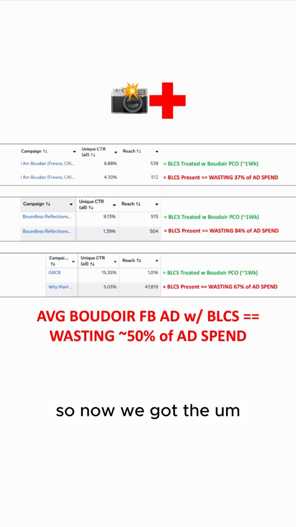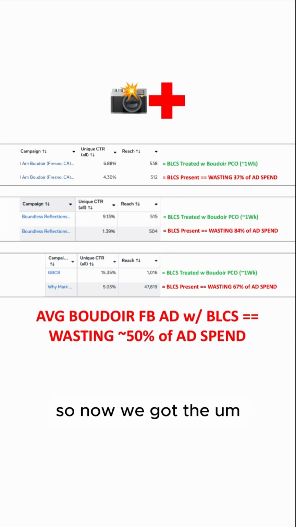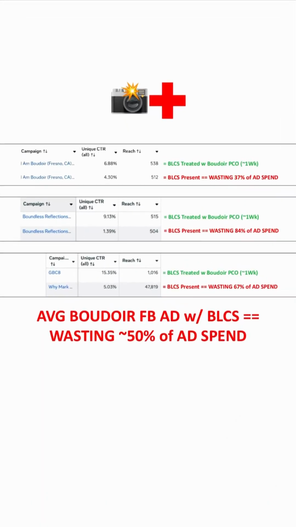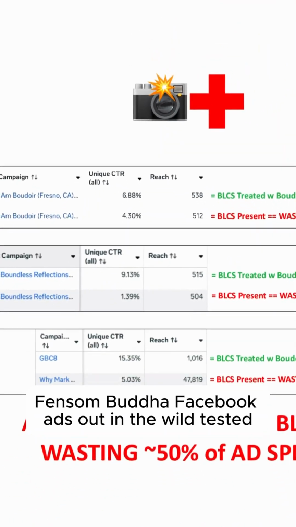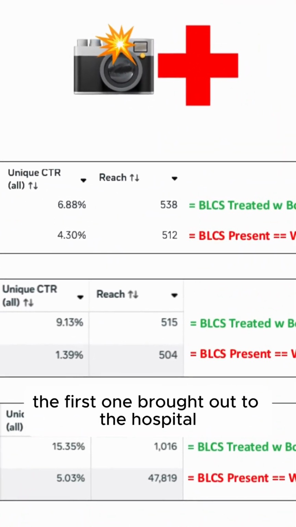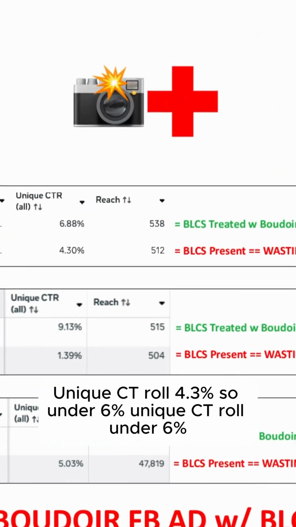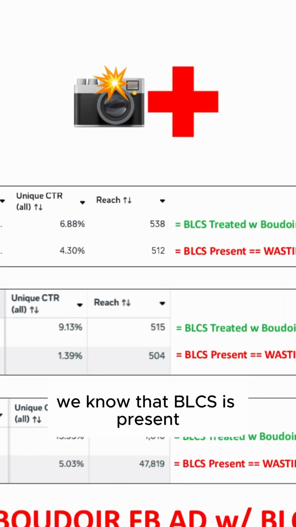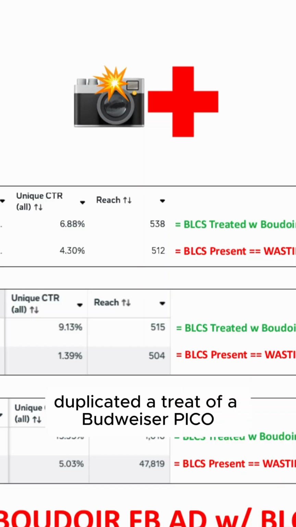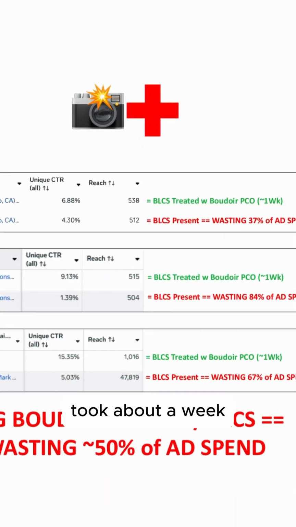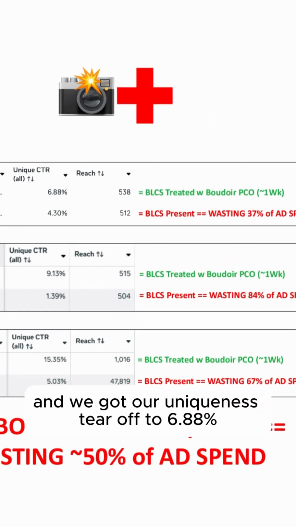So now, my residency here. Found some Boudoir Facebook ads out in the wild. Tested the first one, brought it to the hospital. Unique CTR 4.3%, so under 6%. Unique CTR under 6%, we know that BLCS is present. Now, we duplicated it, treated it with Boudoir PICO. Took about a week, and we got our unique CTR up to 6.88%.